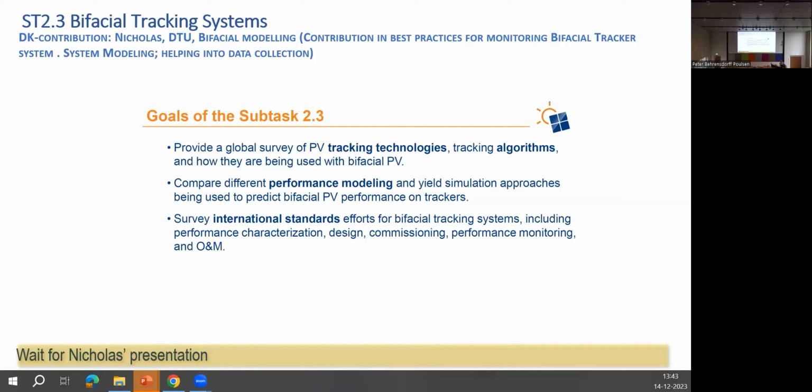Then subtask 2.3, bifacial tracking systems and modeling. Here you have to wait for Nicholas's presentation. I introduced a little bit out in the field why we had the test field and what the important is to have good PV models. And this is what Nicholas will elaborate on. He is contributing to this subtask.